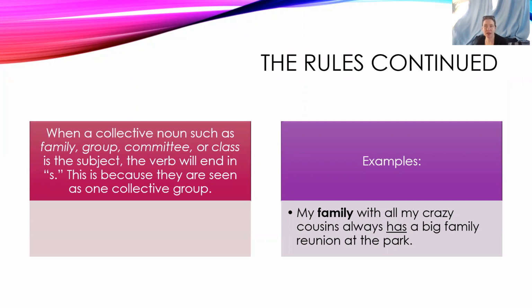The next rule is referring to a collective noun. A collective noun is when you are referring to one group as a whole. When a collective noun such as family, group, committee, or class is the subject, the verb will end in S, and this is because they are seen as one collective group. In our sample, our simple subject is family, so the verb does need the S. The prepositional phrase does not change the fact that we are referring to one large group of people.